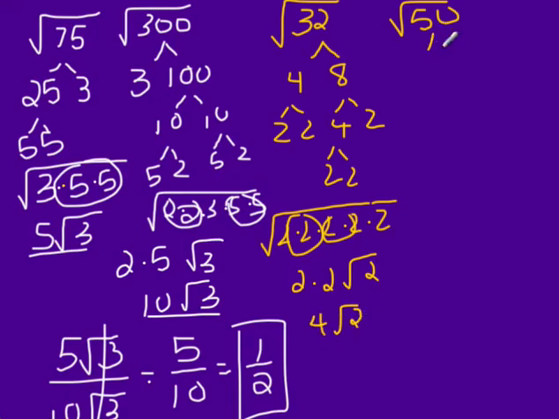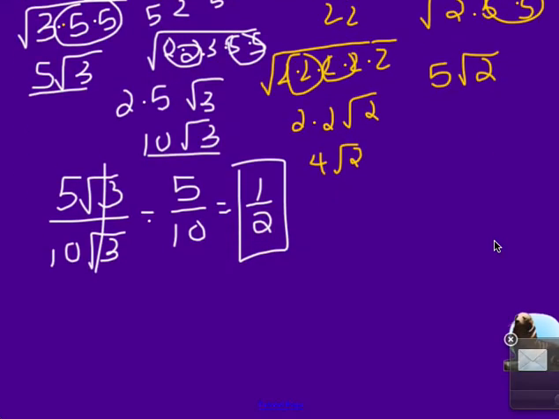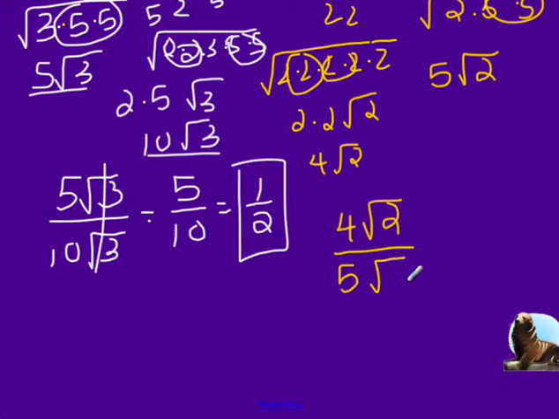Now let's take a look at 50 and splitting that down. This is going to become 25 and 2. And then 25 breaks down to 5 and 5. So left underneath the radical we have 2 times 5 times 5. There's one pair of 5's that we can take out. We're going to take that out of the radical, and it's going to be 5 square root of 2. So let's reassemble our fraction. We're going to do 4 square root of 2 divided by 5 square root of 2.